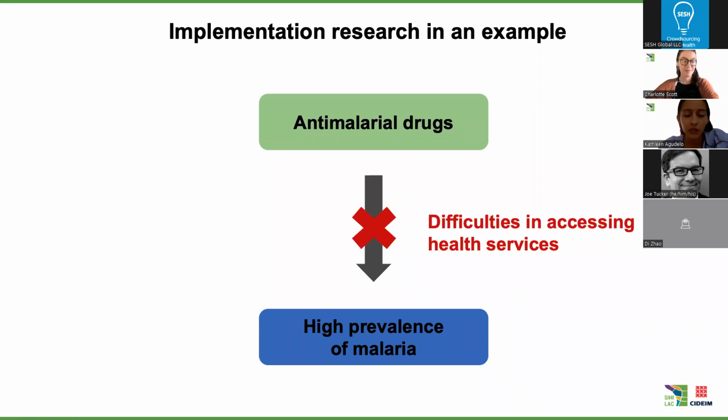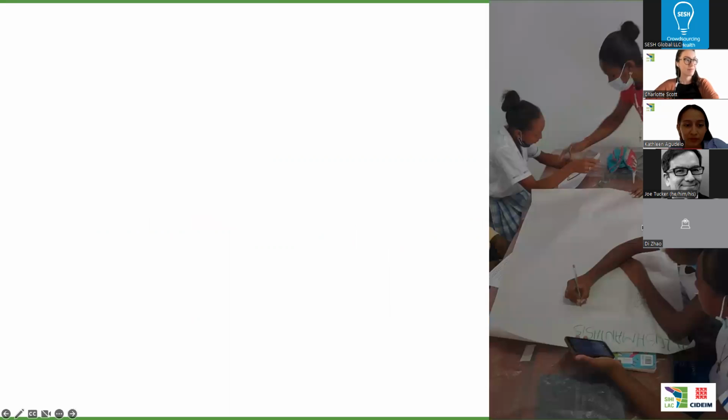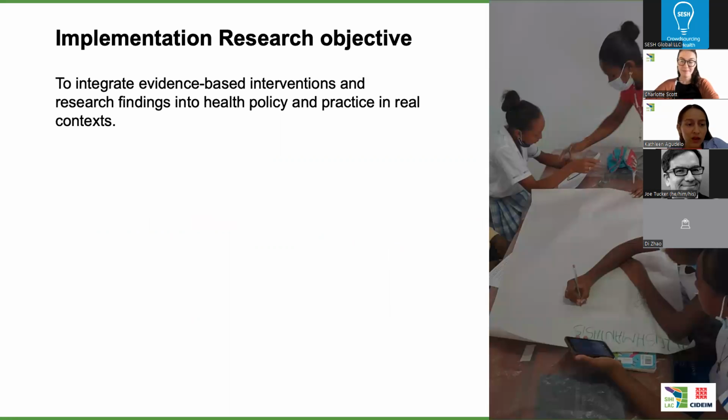Difficulties in accessing health services. We selected one big implementation problem, and here comes the IR to analyze the problem, identify the exact or possible reasons, and develop and test different strategies that could solve that problem. The main objective of the implementation research is to integrate evidence-based interventions and research findings into health policy and practice in real context.